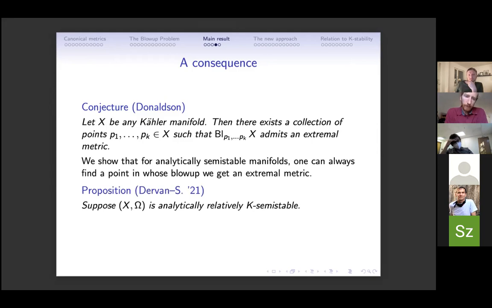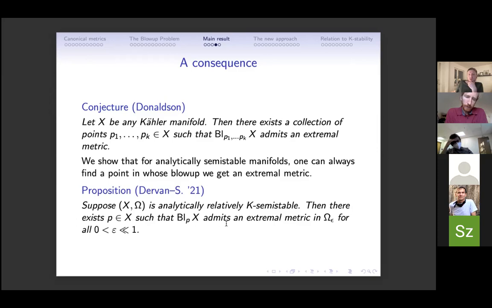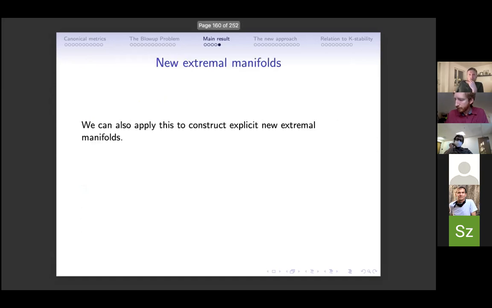Yeah, we show that if you are analytically relatively K-semistable, then you can find a point so that the blow-up admits an extremal metric in these classes. So for these very special manifolds, there is a good point that one can use in this conjecture of Donaldson's. This is far from giving any insight into how to solve this problem in general, but it solves it in a very special case. And moreover, the fact that we can find that point allows us to construct many new examples of extremal manifolds.